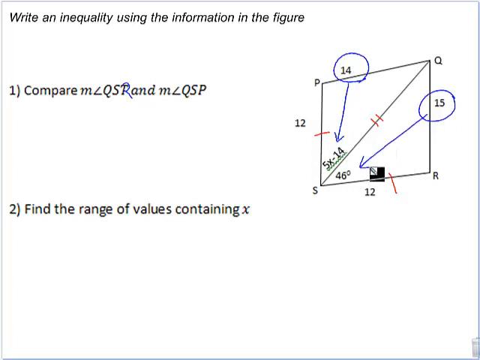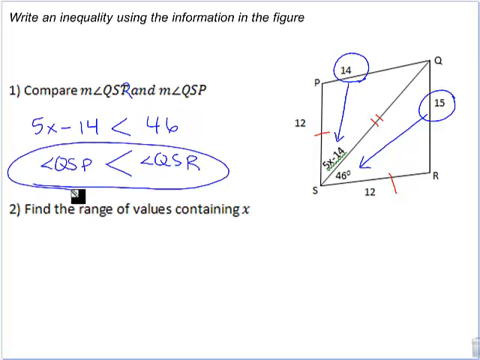Because 14 is less than 15, you look at the angle opposite and write down that inequality. What's the angle opposite of 14? Yeah, so you'd say 5x minus 14 is less than our 46. And now we solve that. Here we are going to compare QSR and QSP. QSR was our 46. We'd put our less than sign in there, and QSP. So here would be the comparison between them with the inequality.